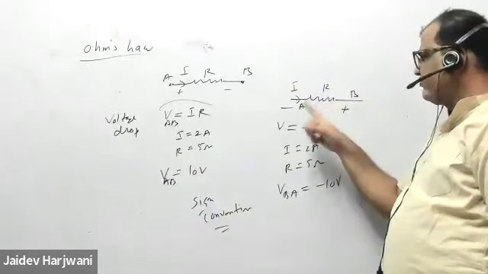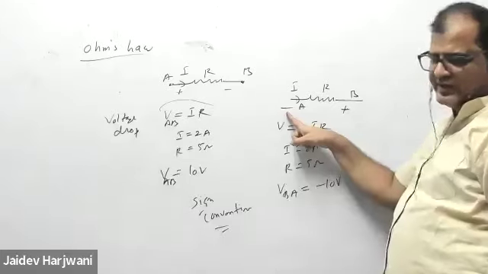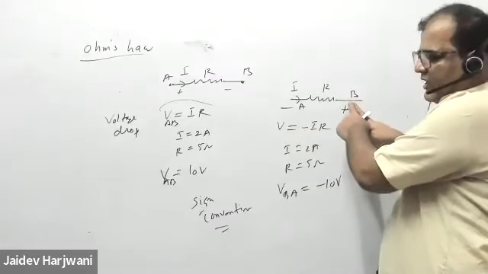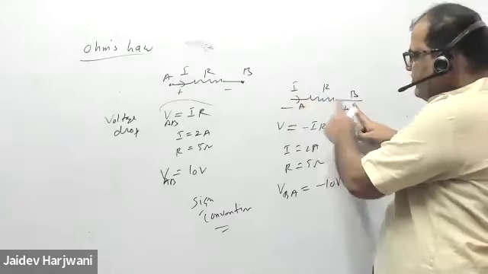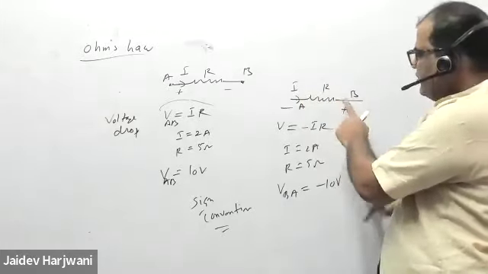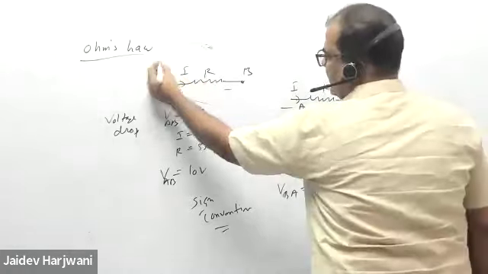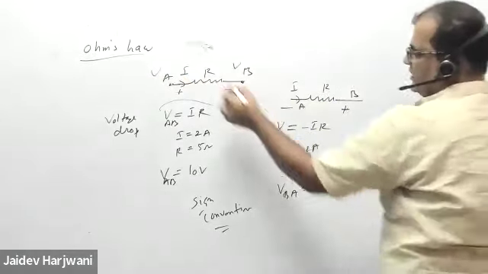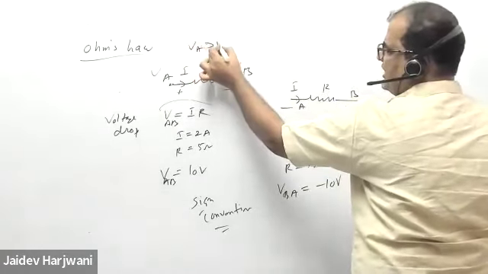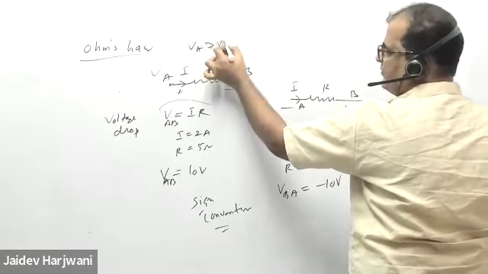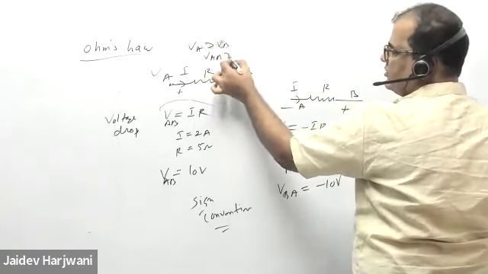Okay, I am measuring the voltage of this point with respect to this point. Because this point is at lower potential, with respect to how much voltage drop there is, that will become negative. The voltage of B is less than the voltage of A. Here VA is greater than VB, so VAB is coming positive.